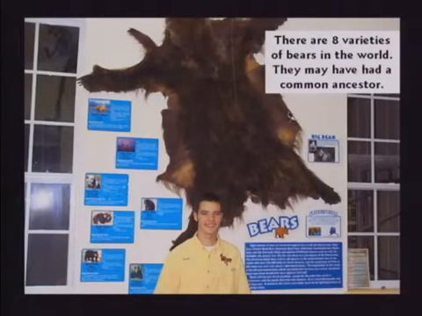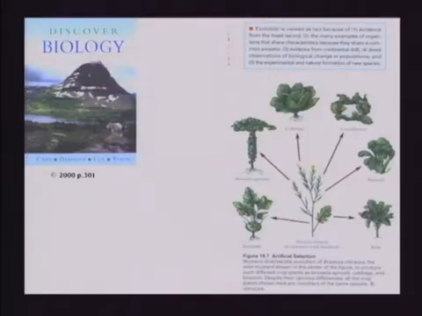Exactly correct. There are 8 varieties of bears in the world, and they might have had a common ancestor. I wouldn't argue with that. But it was a bear. Did you know that broccoli, Brussels sprouts, cauliflower, and cabbage all came from a common ancestor? It was a plant. The Bible says they bring forth after their kind.